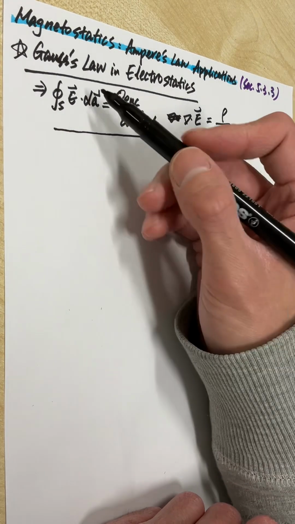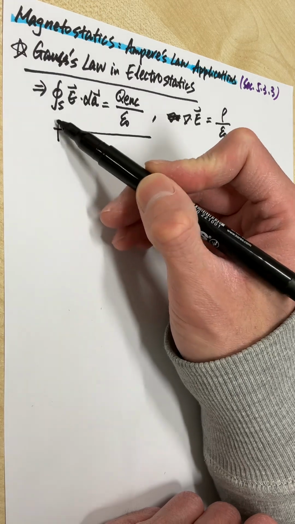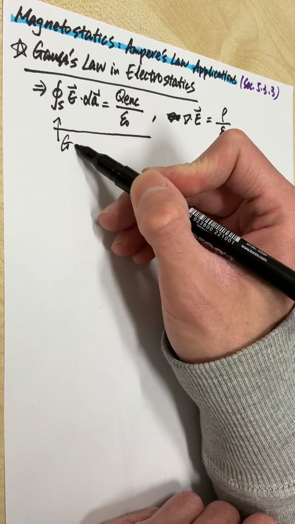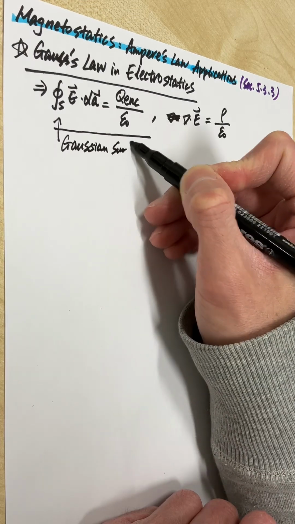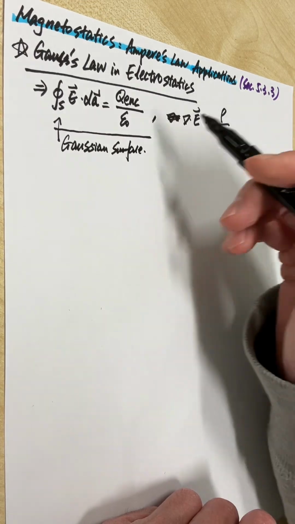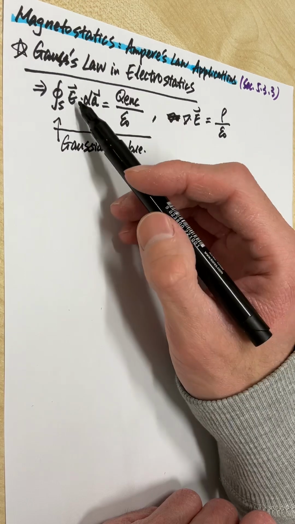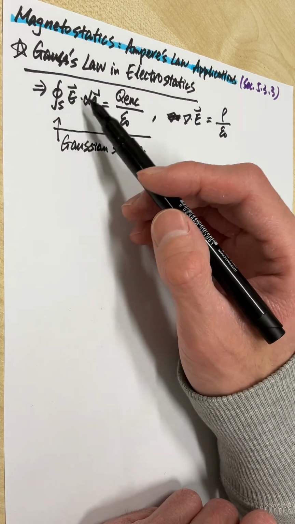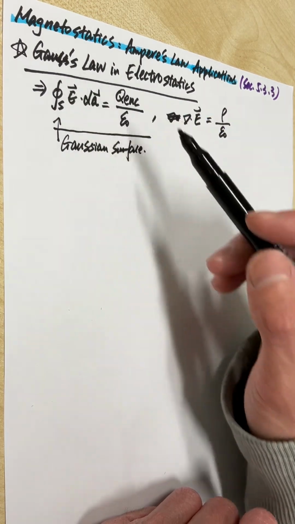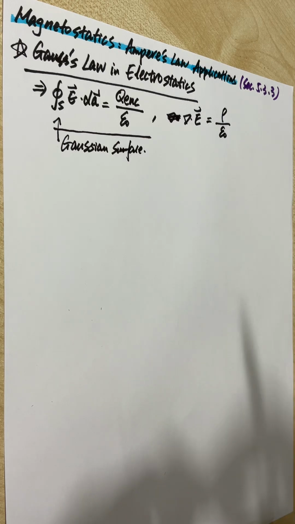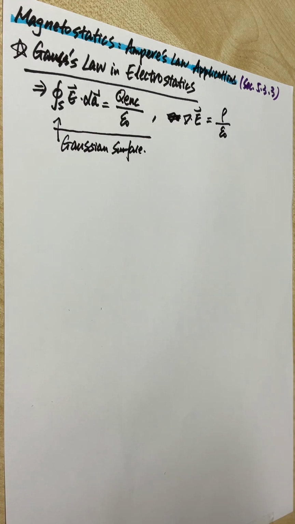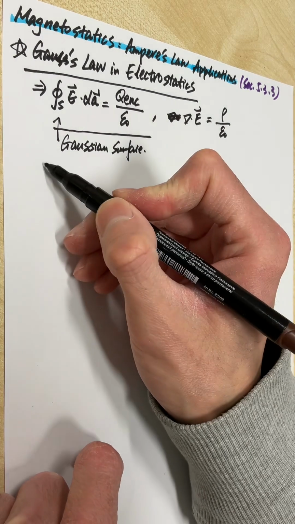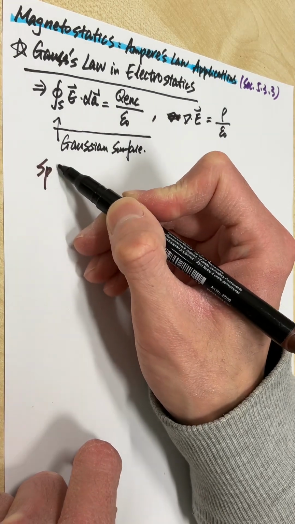So how do we do this? We need to find a Gaussian surface. On the surface, the electric field magnitude is the same everywhere, so we put it out of the integral sign. So let's recall two examples. The first one is a sphere of charge.